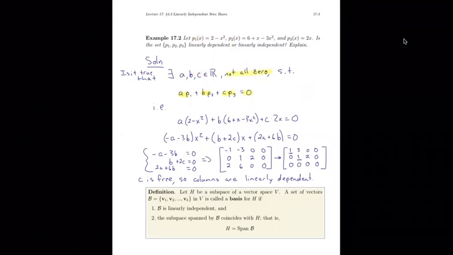Can we find a set of these 3 scalars for which one of them is not 0? If not, well, then we know they're linearly independent. If we can, if there's some A, B, or C, at least one of those being non-zero, then we know that this is a linearly dependent set.